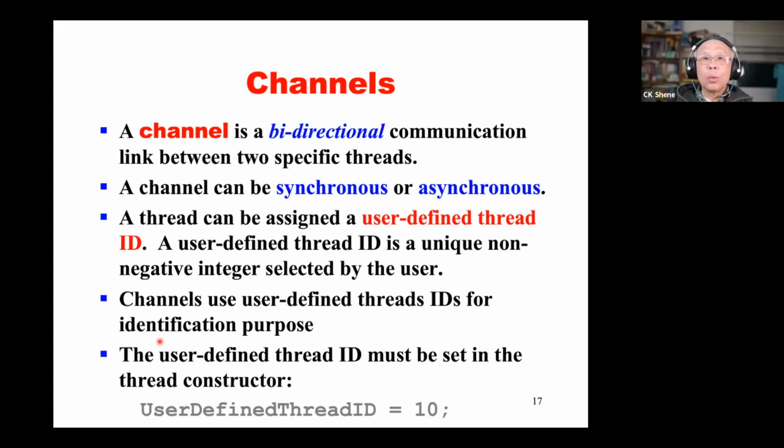So what is a channel? A channel is just a bidirectional communication link between two specific threads. It's just a highway, two lanes. One lane southward, then the other would be northward. So a channel can be used by two threads, one at each end, to send and receive messages.